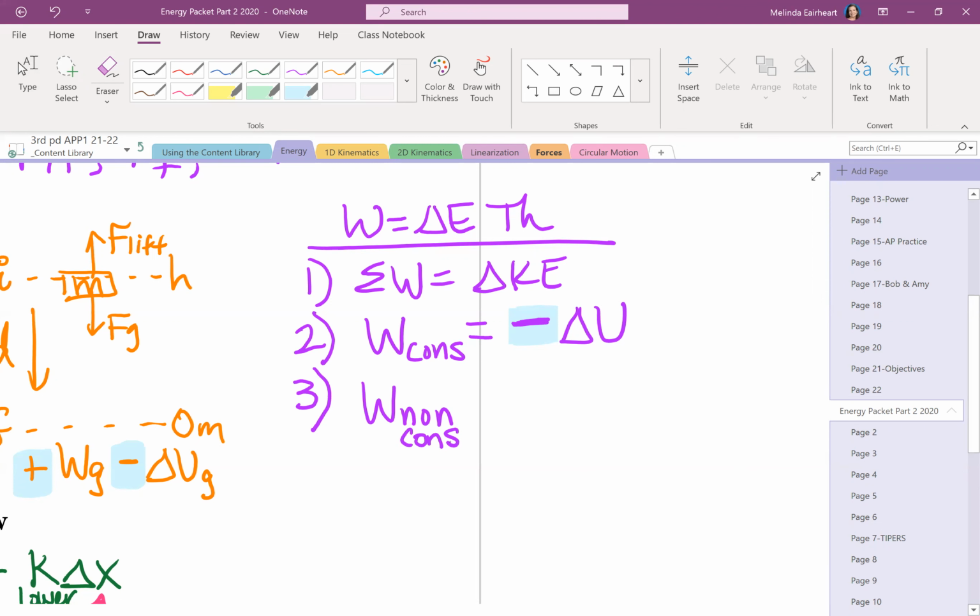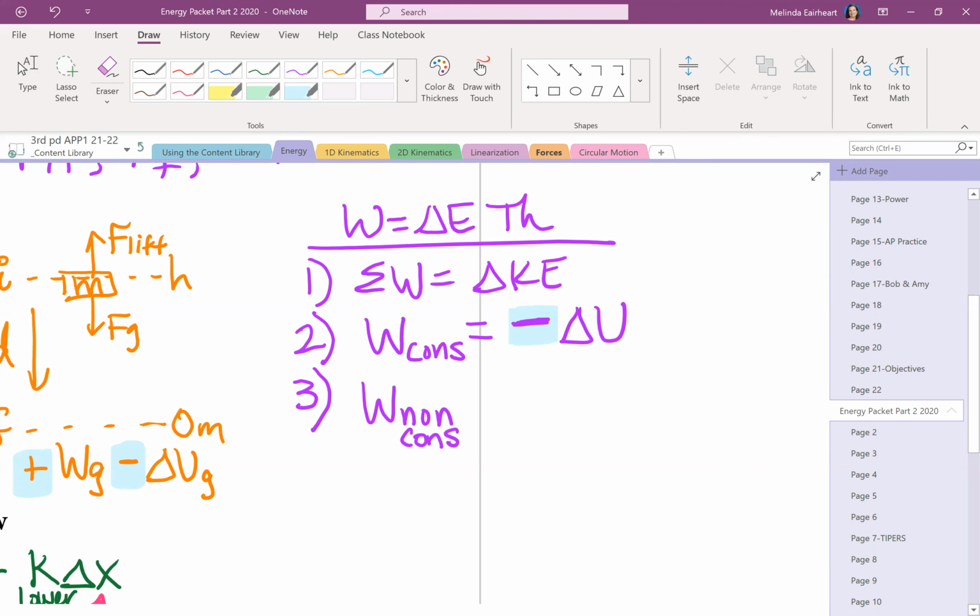Well, mechanical energy would be the changes in kinetic energy and the changes in potential. These are the only 2 energies we look at, okay? Everything else would be considered work. So thermal energy, we consider that work done by friction, okay?